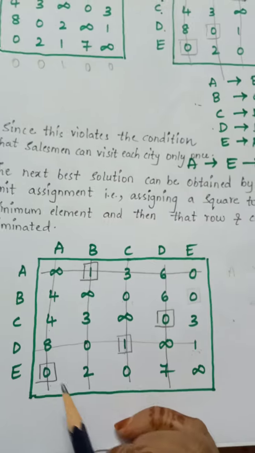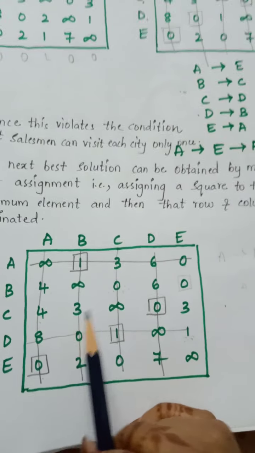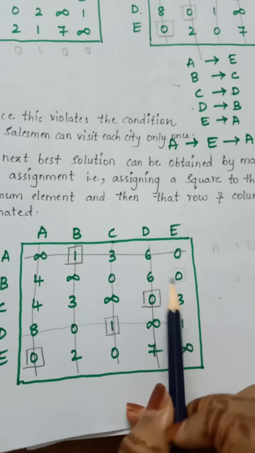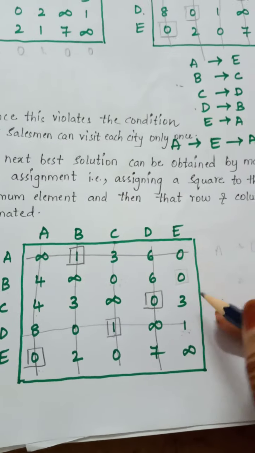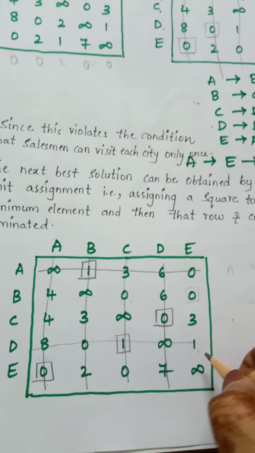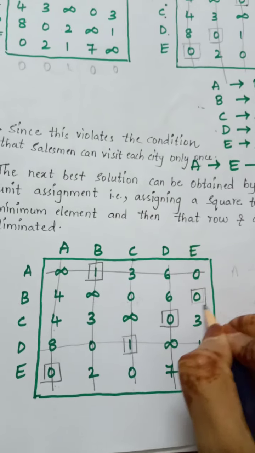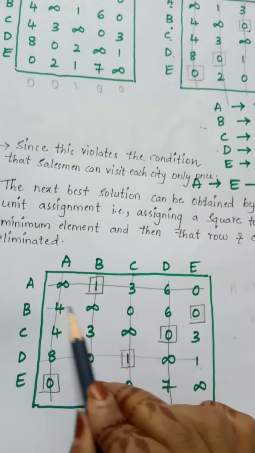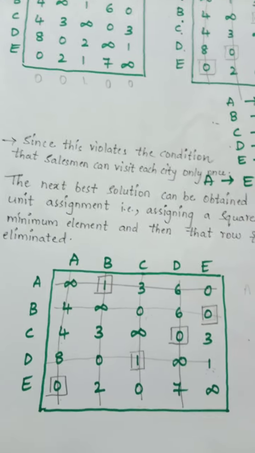Next, check whether all the zeros have been covered. No, there is still 1 zero. We have to do the column scanning. All these 4 columns have been cancelled. In the last, 5th column, only 1 zero is left. Assign a square mark and draw a vertical line crossing that zero.